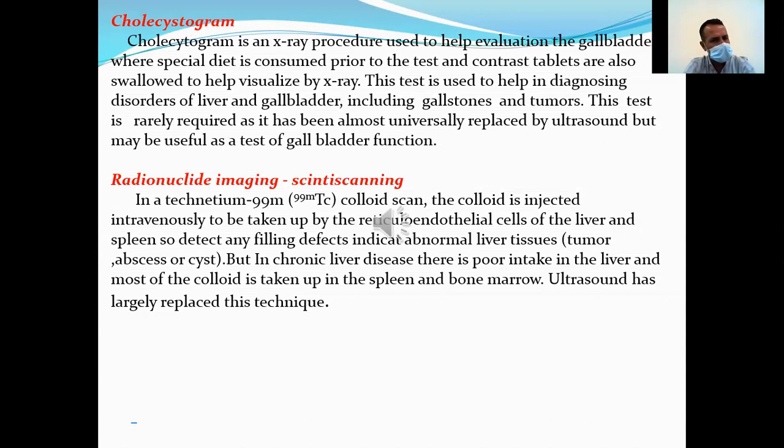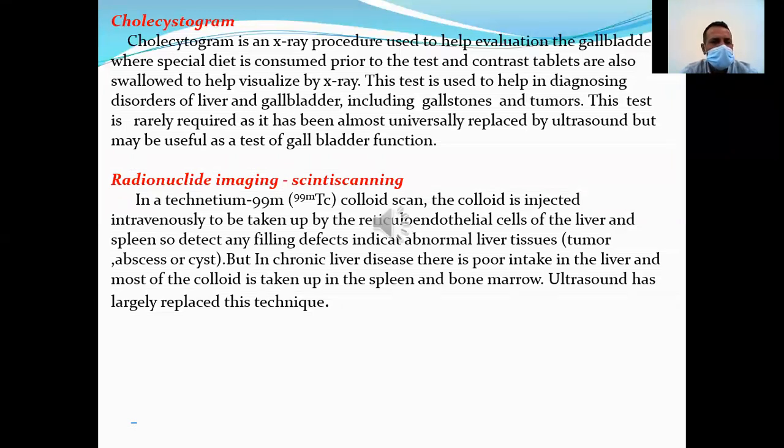A tablet with contrast can be taken by mouth, and then after a few minutes an X-ray is taken to visualize the biliary system and gallbladder. This test is used to help diagnose disorders of the liver and gallbladder, including gallstones or tumor. It is rarely used, but used in specific situations when evaluating gallbladder function. It gives an idea about the gallbladder during relaxation and during contraction, so it gives an idea of the contractility and function of the gallbladder.